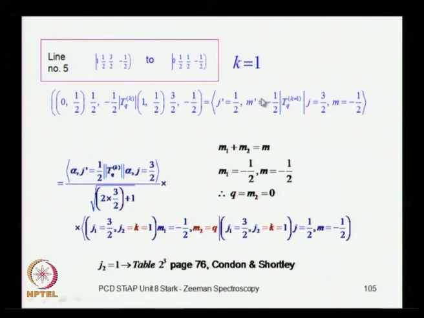This condition however must be satisfied, that M1 plus M2 must be equal to M. So, this tells us that Q must be equal to M2, because both of these are -1/2. So, M will have to be 0. So, M2 will have to be 0. So, Q must be 0, and you can plug in Q equal to 0 over here. This comes from the selection rule which makes a Clebsch-Gordan coefficient non-zero.